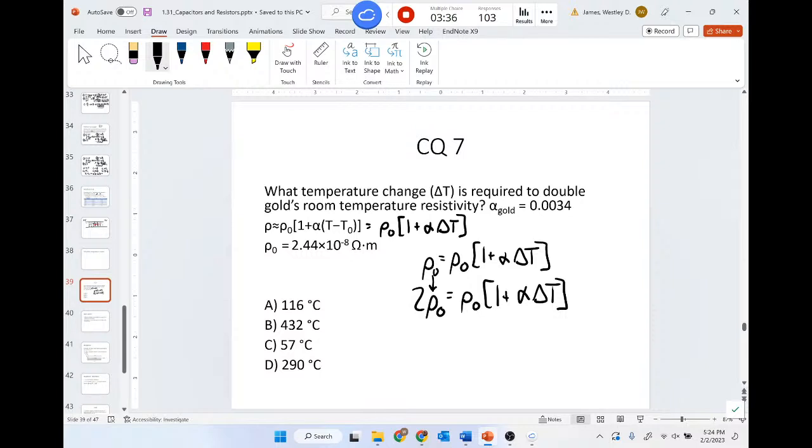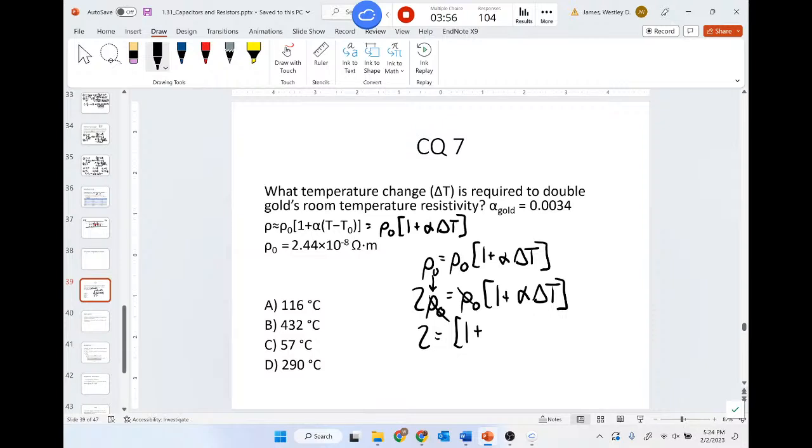There's a rho naught on this side. There's a rho naught on this side. Guess what they do? Gone. Disappeared. They're gone from both sides. We wanted to double it. Great. Now it's doubled. I put a 2 in front of that side. So 2 equals 1 plus alpha times delta T.